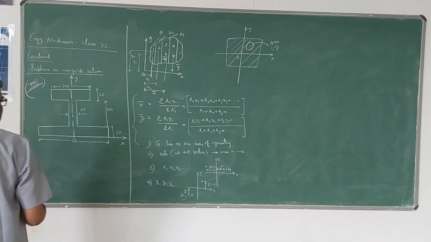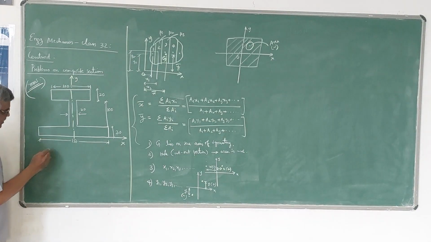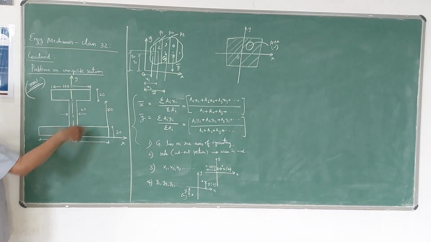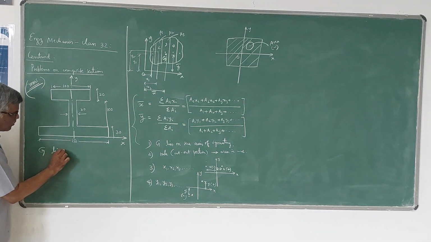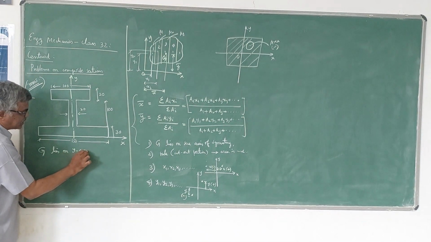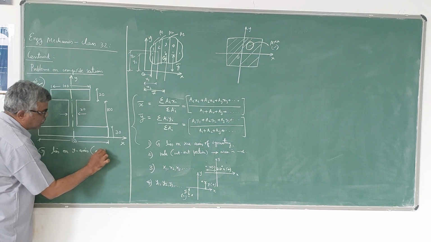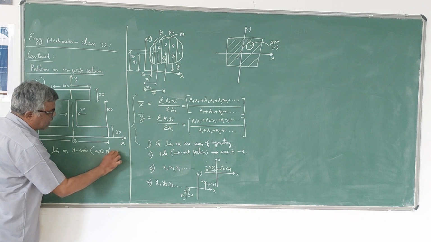So in this case, we can say that the centroid of this I section lies on the y-axis, because the reason is it is the axis of symmetry. Therefore, it should lie on the y-axis.